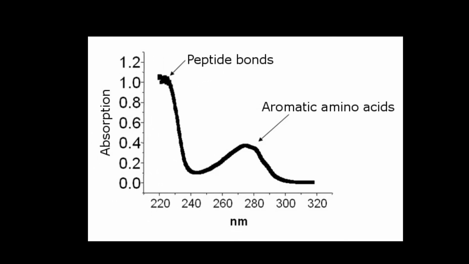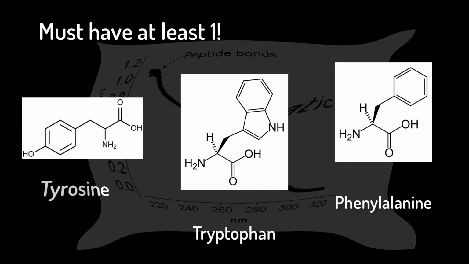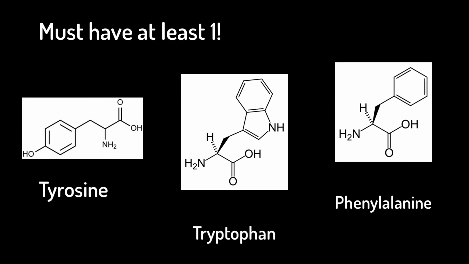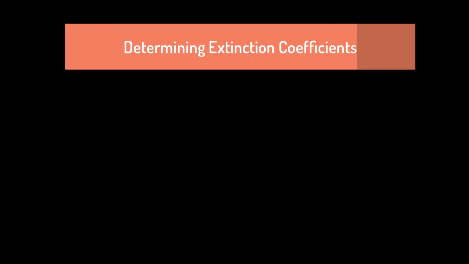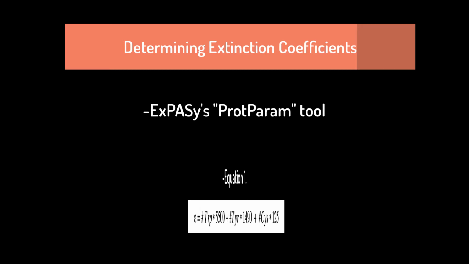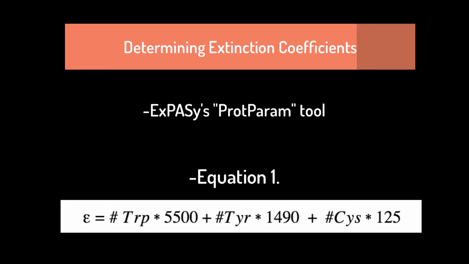Aromatic amino acids absorb light at 280 nanometers. Thus, the presence of a tyrosine, tryptophan, or phenylalanine in your sample is necessary to use this method of quantification. Before preparing your sample for measurement, you must determine its extinction coefficient. This can be found by entering the amino acid sequence of your protein into the ExPASy ProtParam tool. You can also use the following equation.